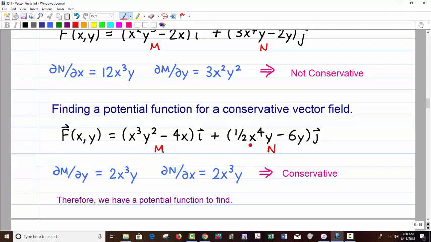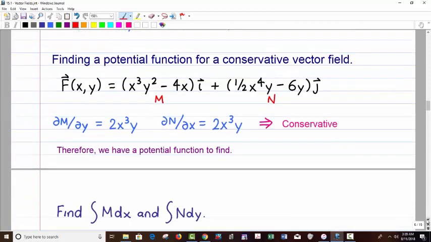So Nx right here, this partial, 4 times 1/2 is 2. It'll be 2x cubed y. And then the My partial, bring the 2 down, it'll be 2x cubed y. Conservative. Therefore, we do have a potential function to find.